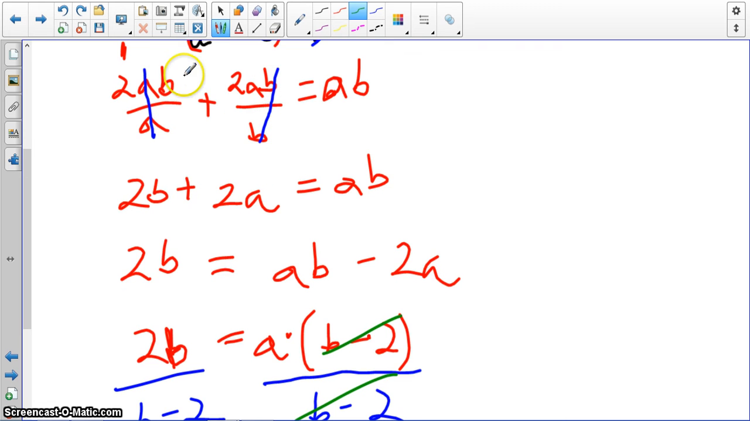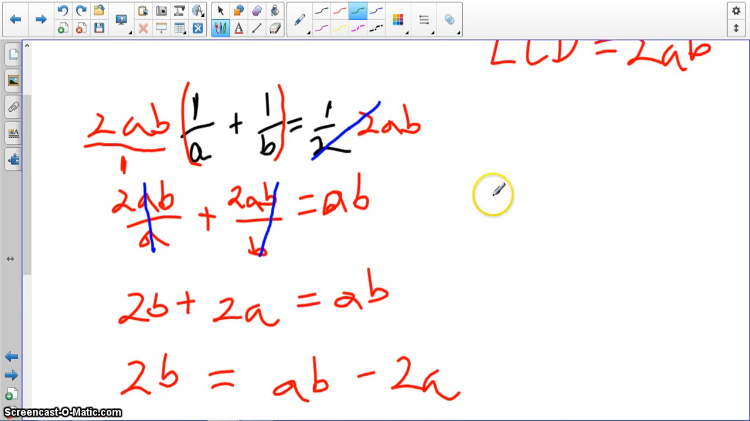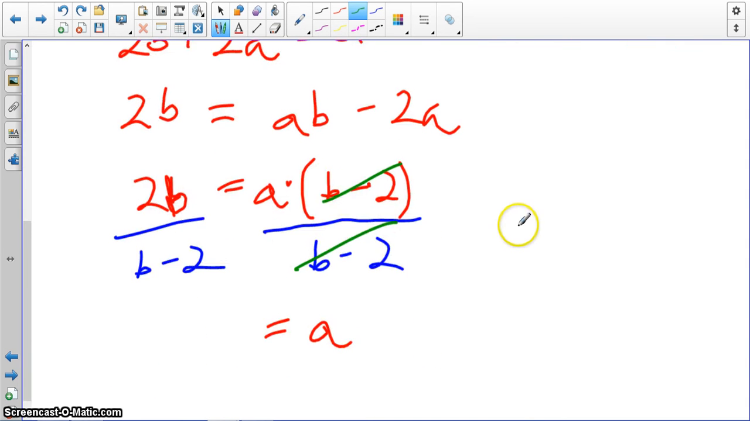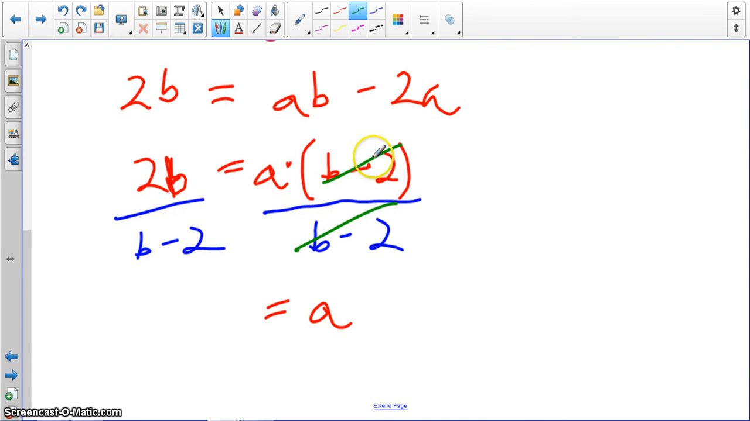Factor of b, voila, they're gone. a and a, voila, they're gone. Heck, here, the 2 and the 2, they're gone. Same. It's all the same thing, really. So b minus 2 and b minus 2 are factors that are on the top and the bottom that cancel out. So you're just left with 2.